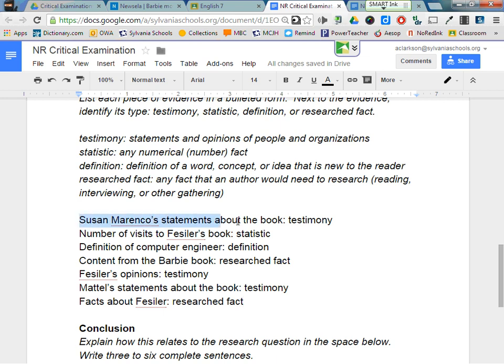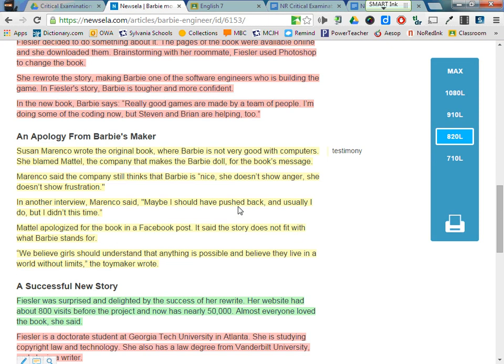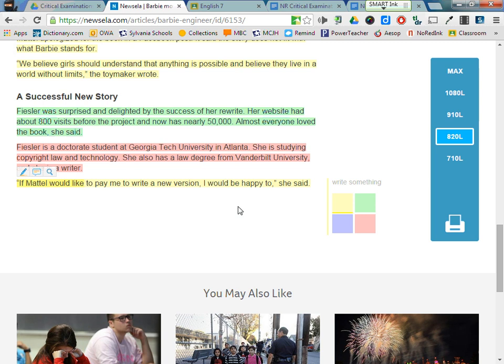Then I describe really quickly what it is, Susan Marenko's statements about the book, and I identify its type, testimony. If you've done this properly, you should have accounted for every piece of evidence within the article. And actually, once you get the hang of it, it's not too hard. Today, you'll be working in a group, applying this to a group critical examination. If you're watching this video at another time and applying it individually, do so. If you have trouble with it, please feel free to ask questions and bring them to workshop sessions so you can solve those problems and work efficiently.